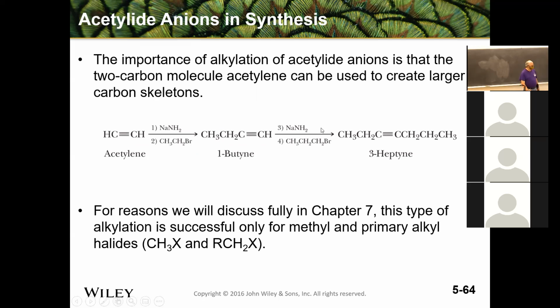This is an important point. We'll talk about this more fully in Chapter 7, but this type of alkylation is successful only for methyl and primary alkyl halides. So these are both primary alkyl halides. The halogen is bonded to a carbon which is directly bonded to only one other carbon. So something like, let me draw that a little bit bigger.